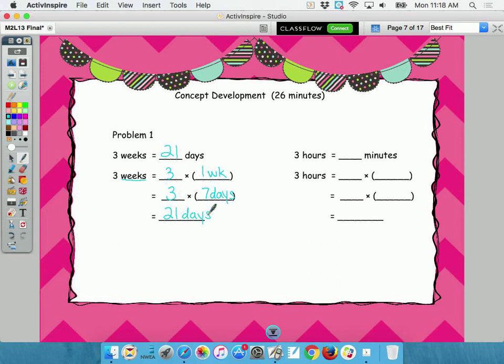It works the same for hours and minutes. Let's just get the answer out of the way right now. How many minutes in 3 hours? 180. Okay, that's done.